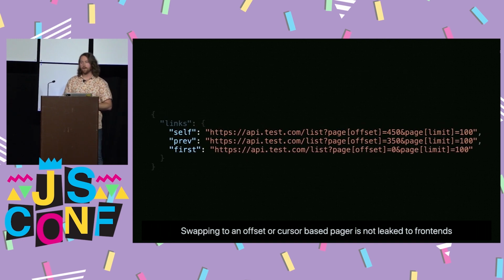And the other really powerful thing about HATEOAS and hypermedia is that you can swap out the implementation without front ends even knowing. So in this example, I've switched to an offset-based pager. You can do the same for a cursor-based pager. And because the front ends are basically grabbing this link and running a GET request on it, they know no different.